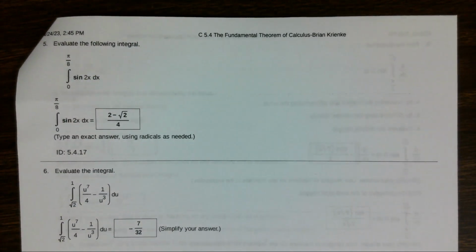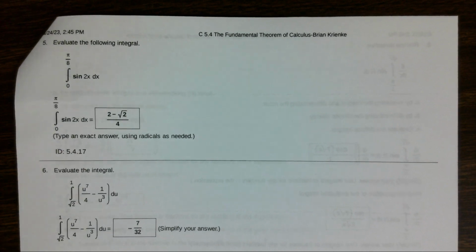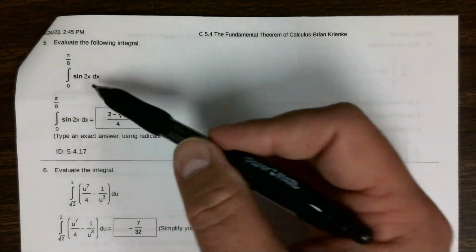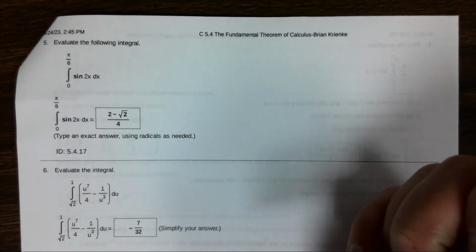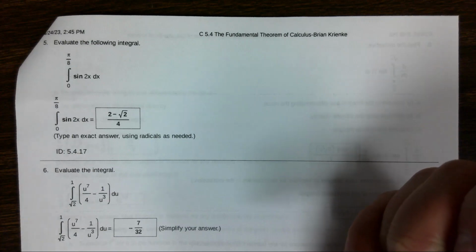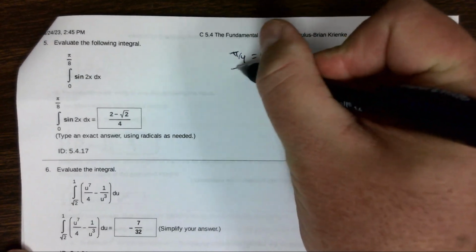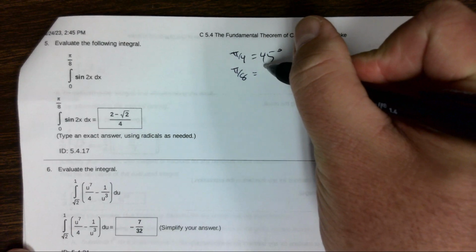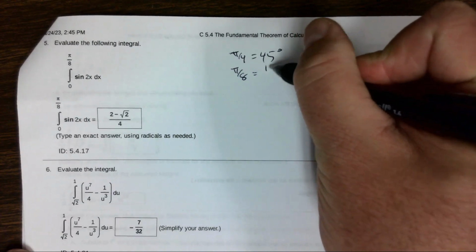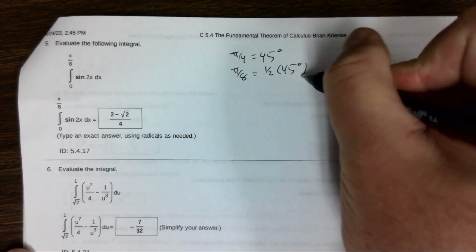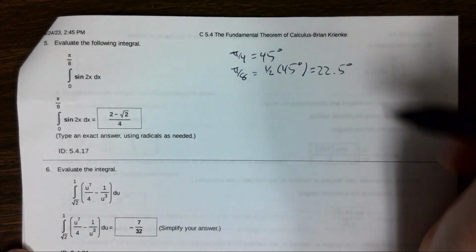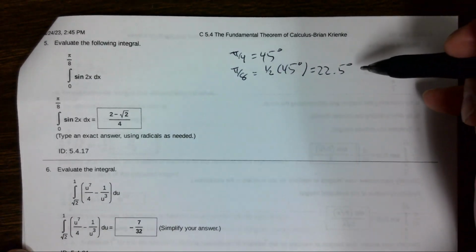This one, we're going from 0 to pi 8 of sine 2x. So on that one, remember that pi fourths is like 45 degrees. So pi 8 would be half of 45 degrees, which is 22.5 degrees. If you just want to visualize it, so to speak.